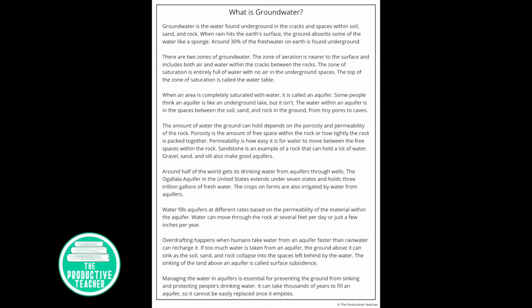If too much water is taken from an aquifer, the ground above it can sink as the soil, sand, and rock collapse into the space left behind by the water. The sinking of the land above an aquifer is called surface subsidence. Managing the water in aquifers is essential for preventing the ground from sinking and protecting people's drinking water. It can take thousands of years to fill an aquifer, so it cannot be easily replaced once it empties.